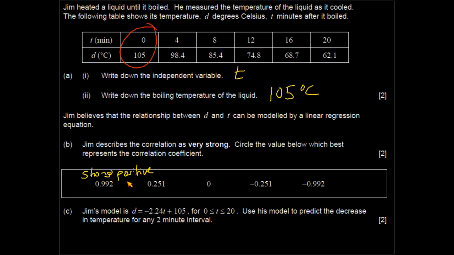This one is still going to be positive because it's a positive number, but it's going to be much weaker. So this one here would be weak and positive. This one here is no correlation, so I'm just going to write none. This one here would be weak but negative, so I'm going to write weak and minus, and then this one would be strong and negative.